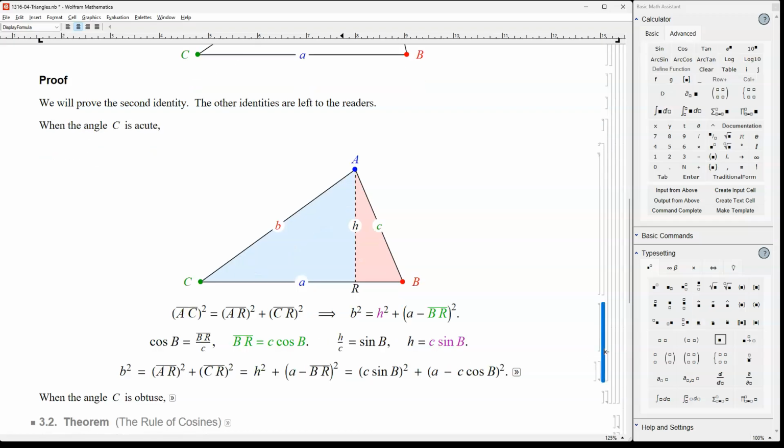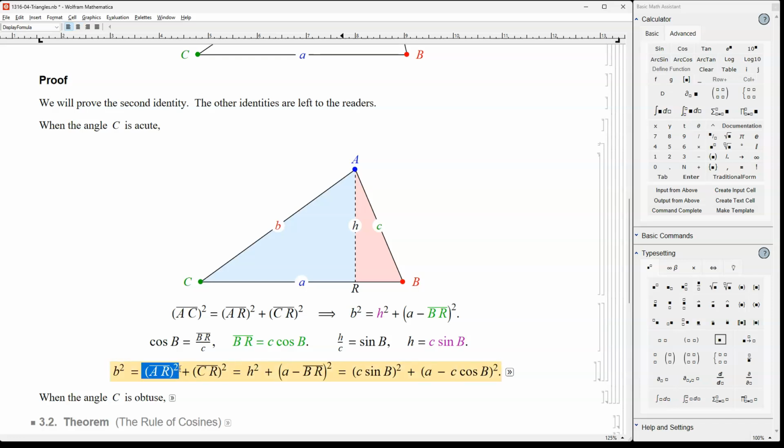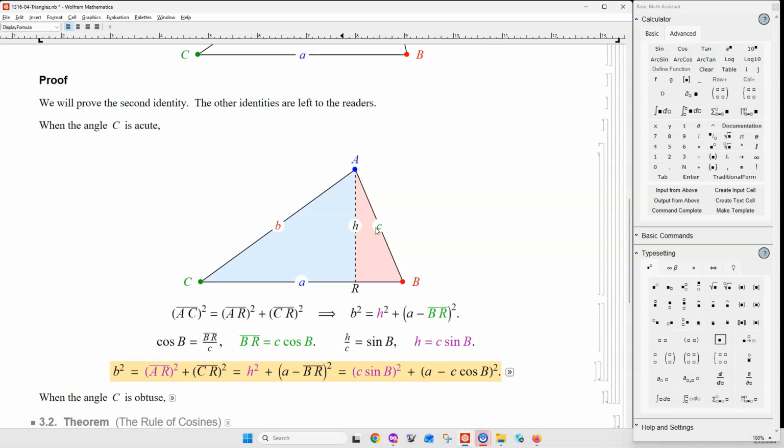So after substituting those, this is what we get. Pythagorean: AR squared plus CR squared, vertical squared plus horizontal squared. AR squared is h squared, and that's c sine of B, this purple, which came from sine being vertical over hypotenuse. Now, how about this horizontal CR squared? It re-expresses as a minus BR. Weird, but use trigonometry. BR is c cosine of B, since horizontal over hypotenuse is cosine. So re-express it like this, c cosine of B here.